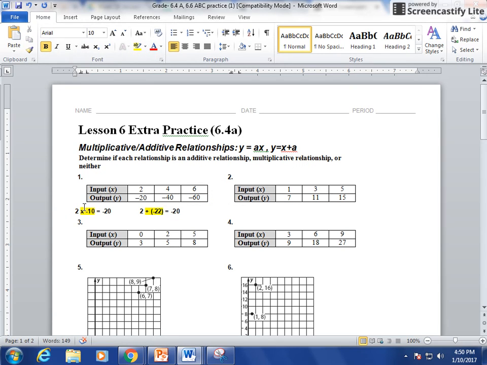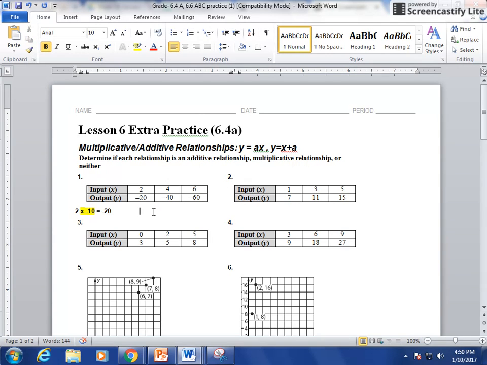In order for either one of those to be our rule for this whole table, it's got to work on each one of these. So let's see. If I take 4 and I multiply it by a negative 10, I get negative 40. That works. If I take 4 and I add a negative 22, I'm going to get a negative 18. That doesn't work. So right now we just figured out that this answer cannot happen.